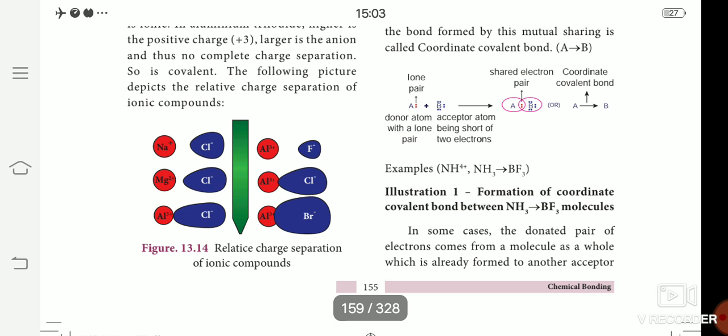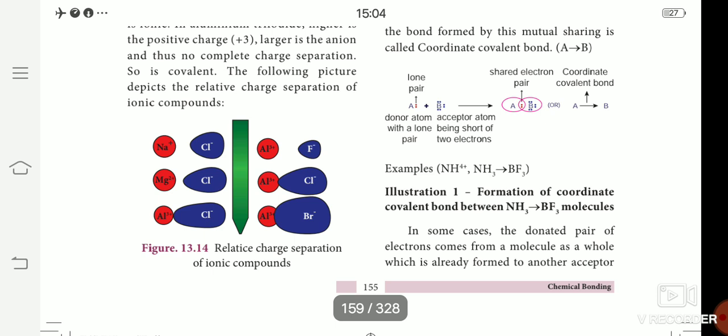Then the ionic compound has a large cation and small anion. Large cation and small anion. Then the covalent compound has a small cation and large anion. Small cation and large anion. For example, sodium chloride. Sodium chloride has low positive charge. The sodium is only plus one charge.